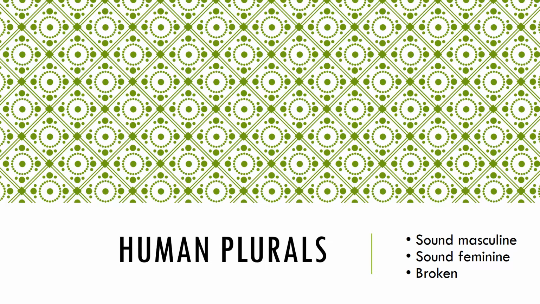Remember that there are three different types of plurals used to talk about humans. The masculine suffixes un and in, the feminine suffix at, and the broken plural that adds or moves long and short vowels. This knowledge will come in handy when dealing with non-human plurals.